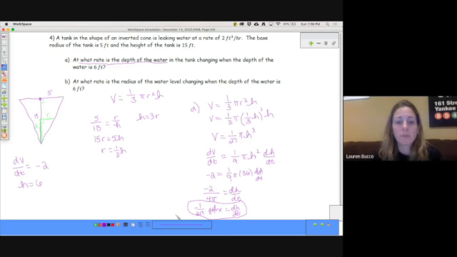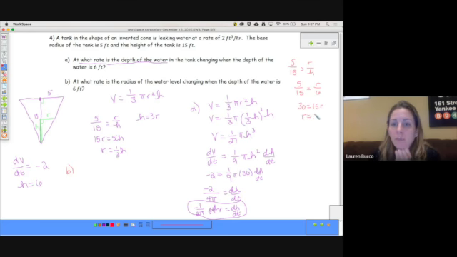Easy peasy. And part B is pretty much asking us the same thing, except it's saying at what rate is the radius of the water level changing when the depth of the water is 6 feet. So we have a little bit more work to do here. I need to use my proportion. So I know that 5 over 15 is equal to R over H. So if we're talking about the moment when the depth is 6 feet, so that's 5 over 15 equals r over 6. 30 equals 15r.